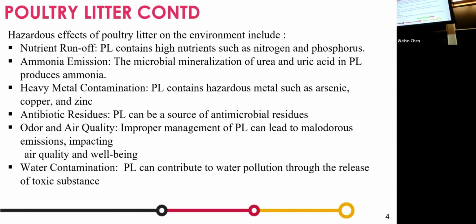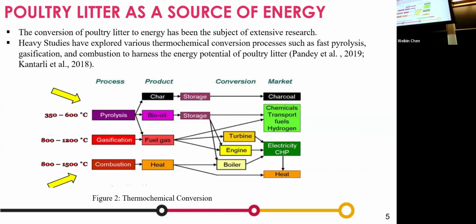We have some difficulties with poultry litter waste. One of them is the nitrate runoff, which is a process that contains high nitrogen and phosphorus, which causes nitrate runoff of the grass. We also have the ammonia emission because it has bacteria, it produces ammonia. We have heavy metal contamination like copper or zinc, and also it contains odor. And most times, this waste is just left like that in farms, and there have been so many calls for effective waste management to control all of these things.